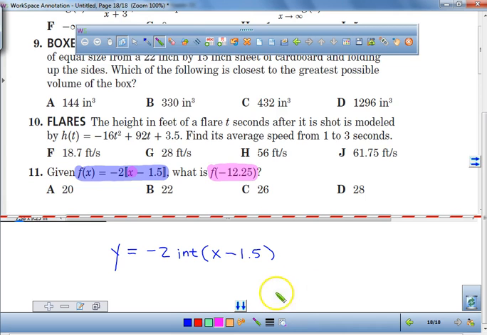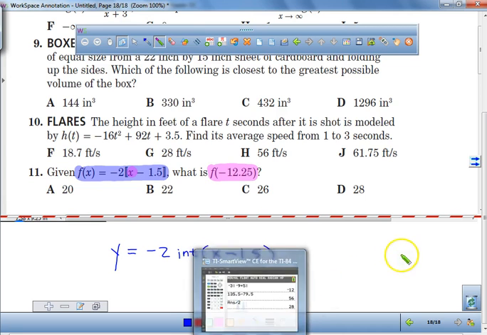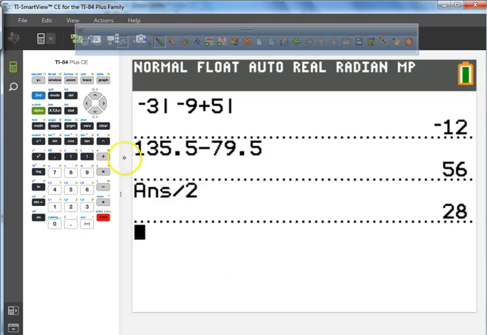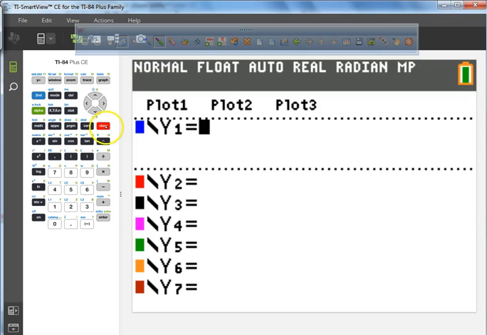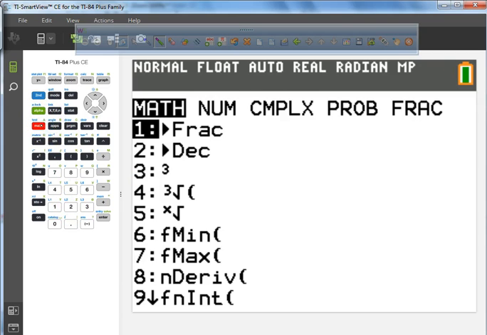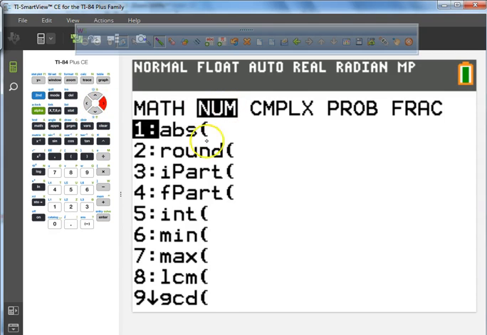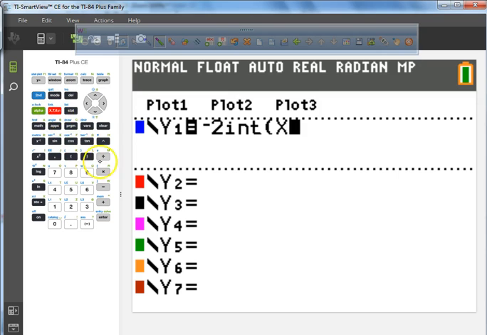All right? So right now, go to your graphing calculator, hit y equals. You're going to type in negative, is it negative 2? Yes. All right, hit the math button. Go to the right where it says number. Go down to number 5. We're going to type in an x. And we're taking away 1.5.